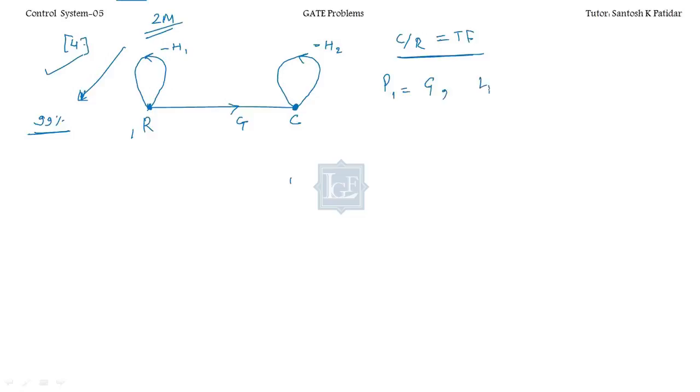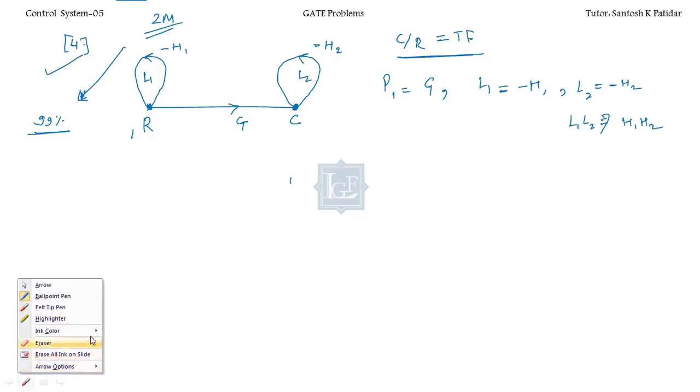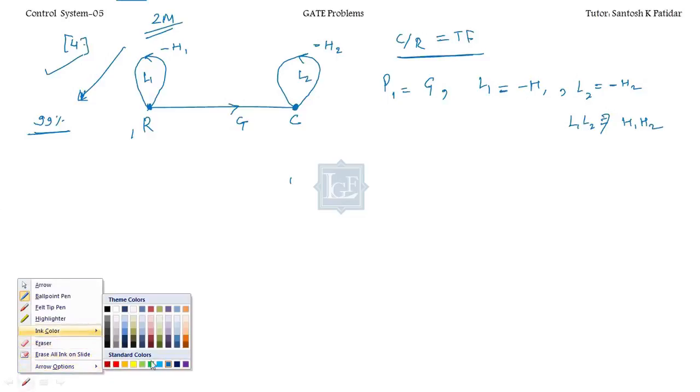You have loops also. You have L1, that is minus H1. You have L2 also, and that is minus H2. You have non-touching loops also. If this is L1, this is L2, you have non-touching loops L1, L2. So the value of this will be H1 H2, minus minus will become plus. Everything is fine up to here. Everything is okay. So where is the twist?